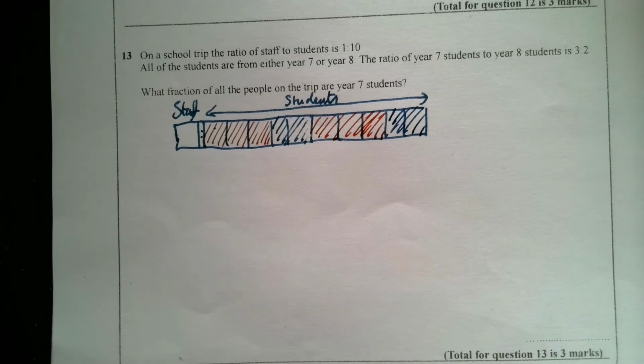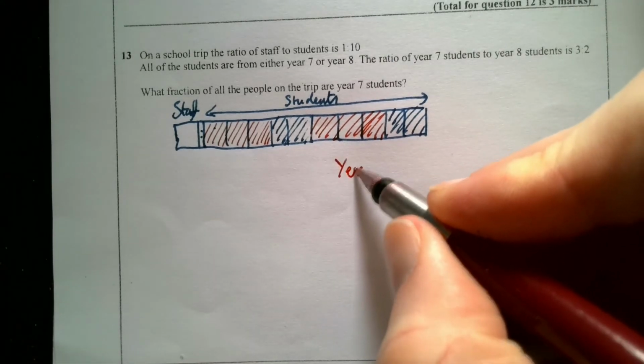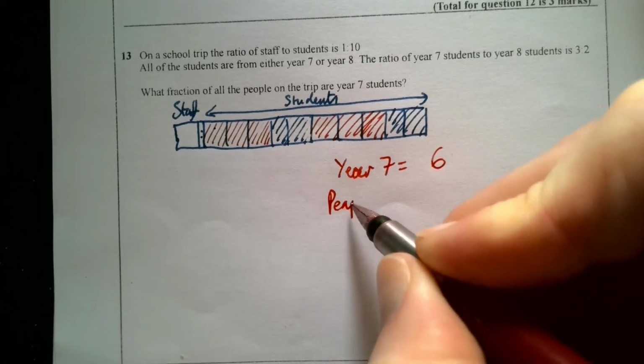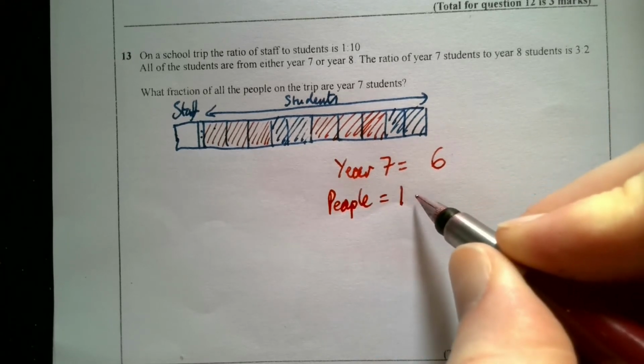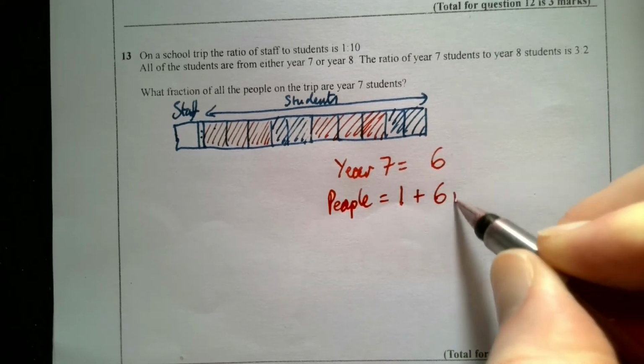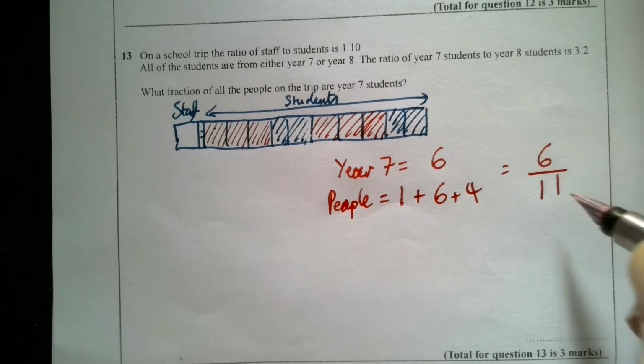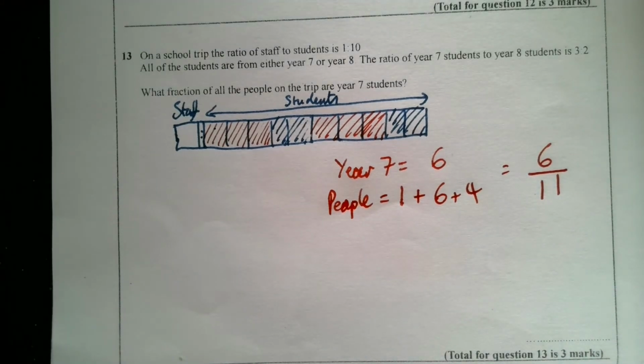Now, what have we got? We have got 11 squares in our bar, and 6 of them are red. So year 7 is 6. People are the 1 for the staff, plus the 6 for the year 7, plus the 4 for the year 8. So that gives us 6 out of 11, or 6/11ths as our final answer. And we can't simplify that because 6 doesn't go into 11, and 11 is a prime number.